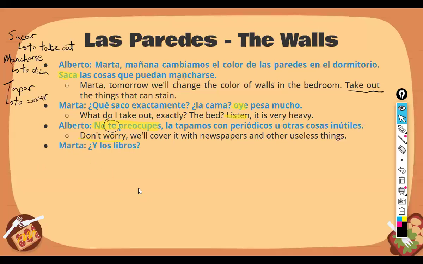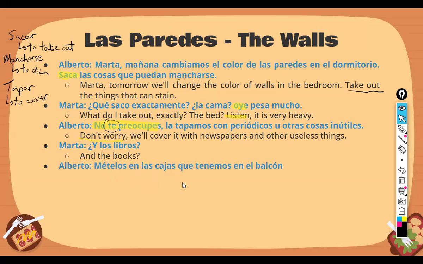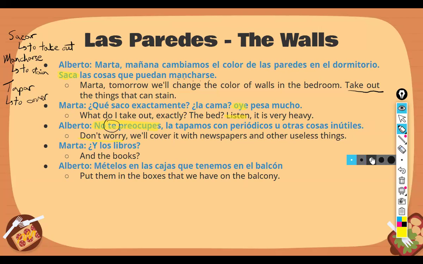All right, and she says, and the books, and he says, mételos en las cajas que tenemos en el balcón. Put them in the boxes that we have on the balcony. All right, so here is our command, put them, mételos, right? And you notice the object pronoun because we have to say them. And here it is, los, right?